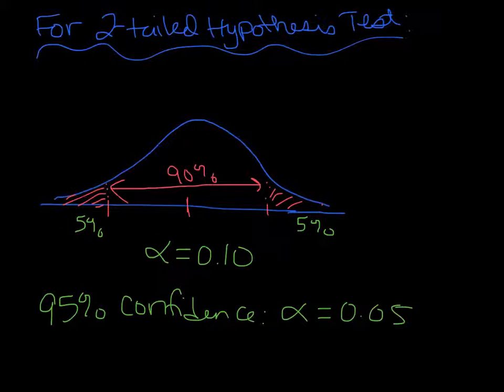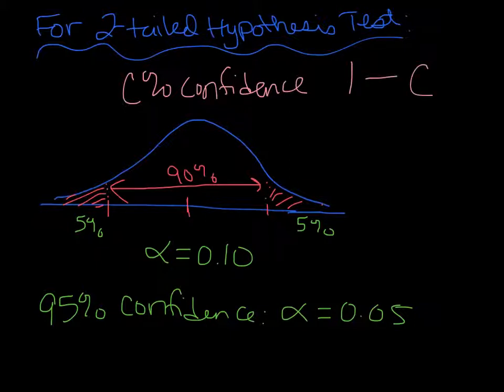So overall, in order to find out which alpha level goes along with which confidence level, you are just going to take C% confidence, and you're going to do 1 minus whatever that percent is. So, for example, if it's 90%, you do 1 minus 0.9, you get 0.1. That is going to be our alpha level. Unfortunately, when you're working with one-tailed hypothesis tests, it's a little bit more confusing. So I'm going to go on to that right now.